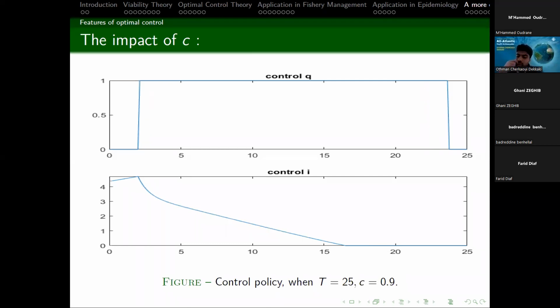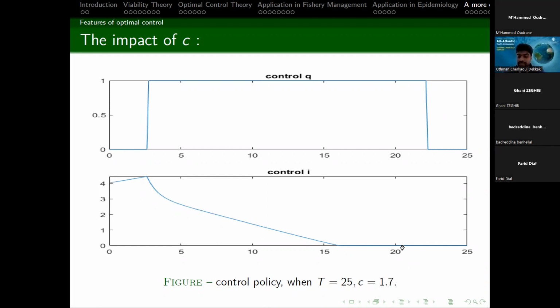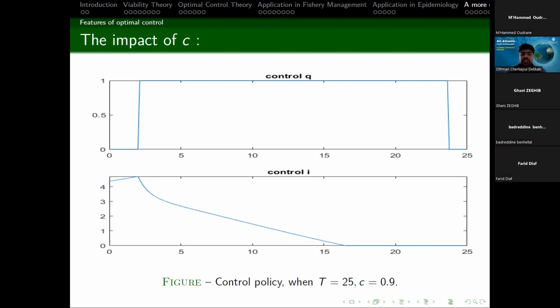But as you notice here, I'm going to change C, so I'm going to let T stay at 25 years, meaning the contract is 25 years, but I'm going to take an increasing cost. The cost will go from 0.9 to 1.7. And we're going to see how much this changes the system. I will always tell you the first switch time and the second switch time.